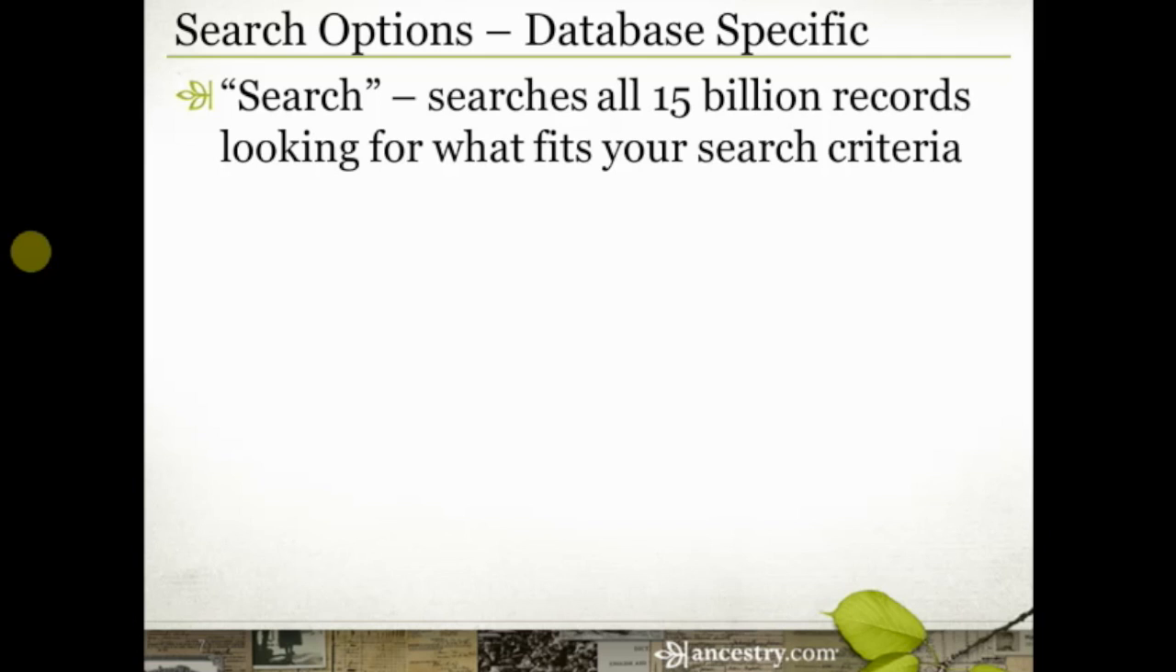So each additional piece of information you put in is going to narrow or limit your search. But you also have to think about what kinds of data exists on a record. So, for example, if I was looking for a 1930 census record, I might include a spouse's name in order to narrow my search results, because that information is recorded on the 1930 census.